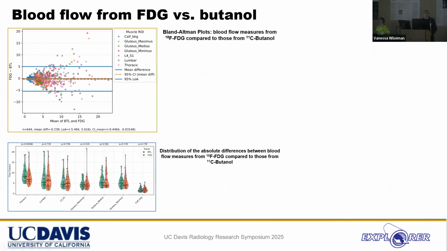The second aim of this work was looking at how the flow measure from FDG could correlate to that of butanol. At the top here is the Bland-Altman plot, and you can see that most of the points, regardless of where they're coming from, are within the limits of agreement. Generally, the difference was less than 5% between the two measurements, except for the thoracic region, where it reached close to 15%.